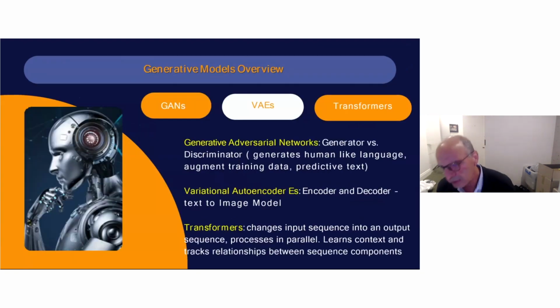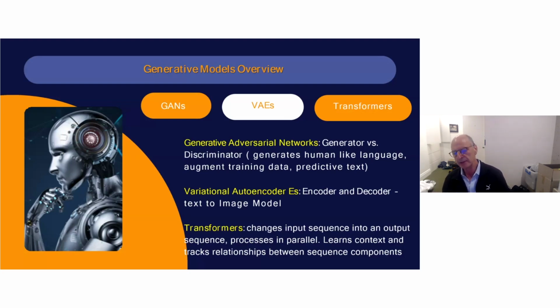So we're going to look at some of the common terms that you may hear of: generative AI models. There's a model called GANs, which is a generative adversarial network. This is quite common, and it has a generator and a discriminator algorithm that oppose each other to give you the best possible type of data. This is used, for example, for human-like language, augmenting training data, and predictive text. Variational autoencoders take text and convert it to image, and I'll show you an example of that.